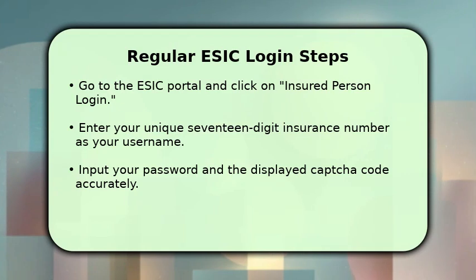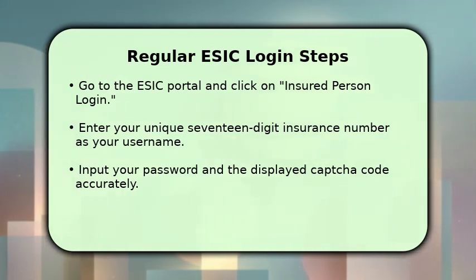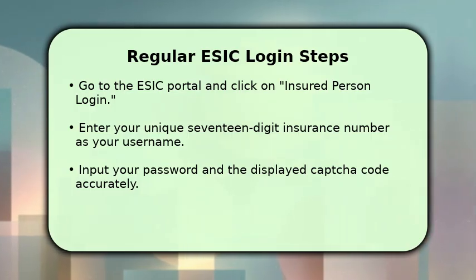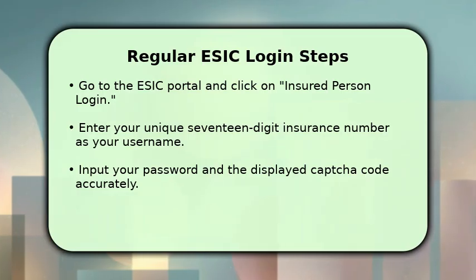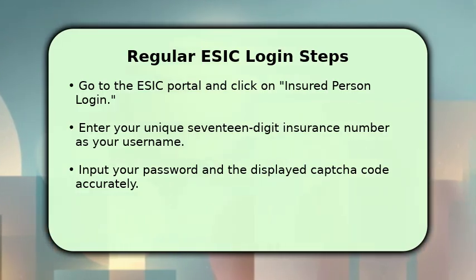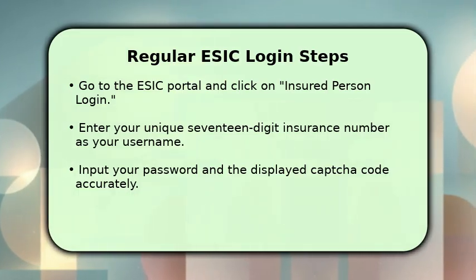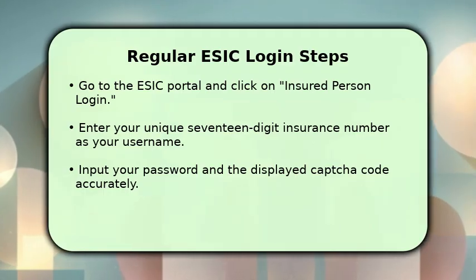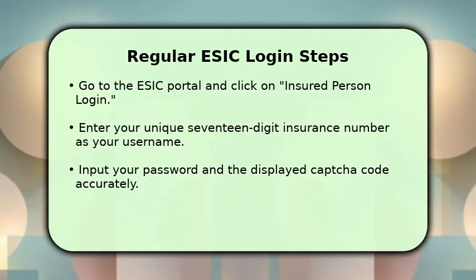For subsequent logins, the process is straightforward. Simply navigate to the ESIC portal and select the Insured Person Login option. You will then enter your unique 17-digit insurance number, followed by your chosen password. Don't forget to accurately input the CAPTCHA code displayed on the screen. After entering all details, click the Login button to securely access your employee dashboard and manage your ESI benefits.